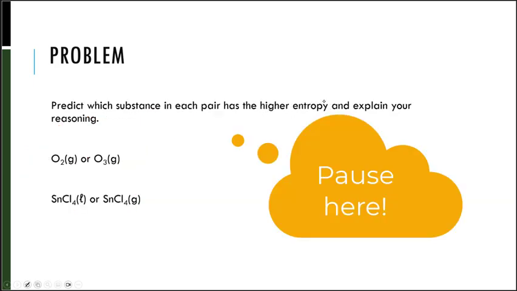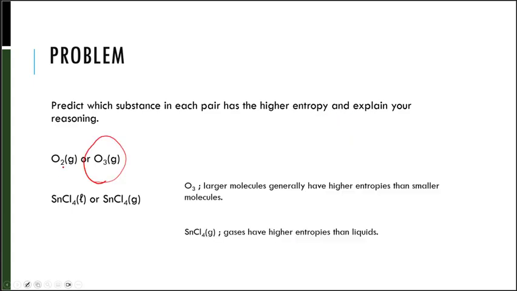Pause the video here to see who has higher entropy and explain why. This first one, O3 versus O2, they're both gas, but O3 is a larger molecule, so it's going to have a higher entropy. And here I have tin chloride as a liquid and tin chloride as a gas, so the gas would have the greater entropy.